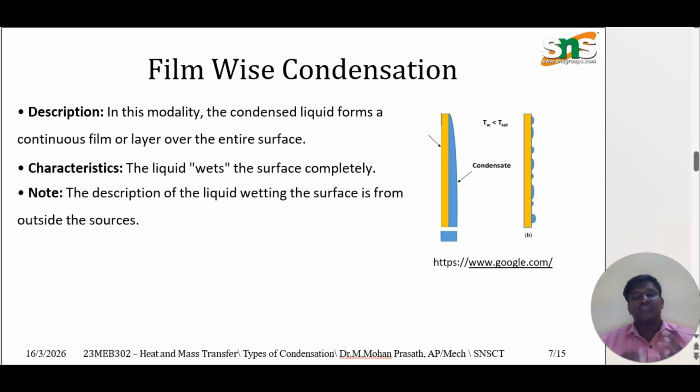First, we will discuss film-based condensation. In this modality, the condensed liquid forms a continuous film or layer over the entire surface. The liquid wets the surface completely. It is clearly explained in the diagram. The yellow line is the surface. The blue line is the condensed liquid, which forms a layer on the yellow line surface, which is called film-based condensation.